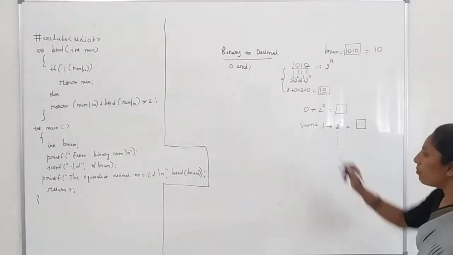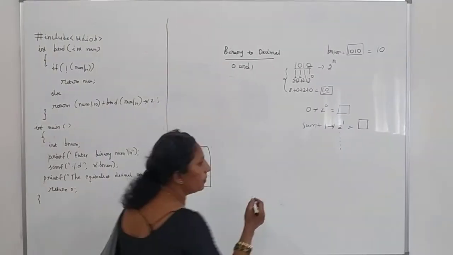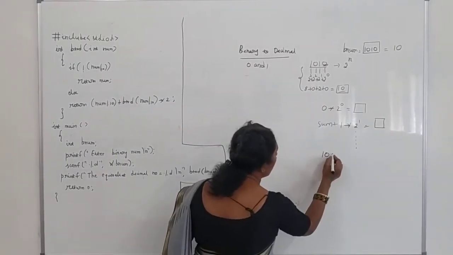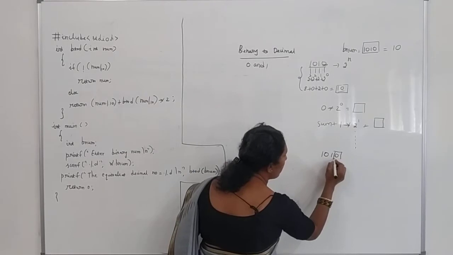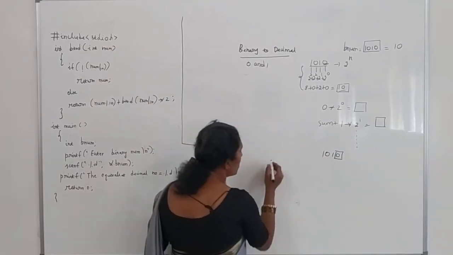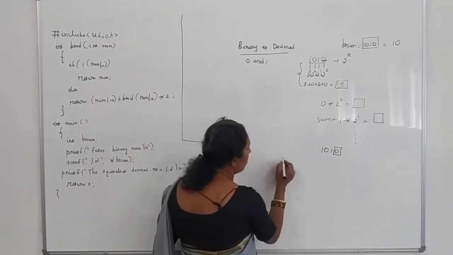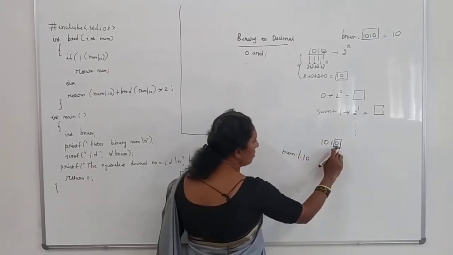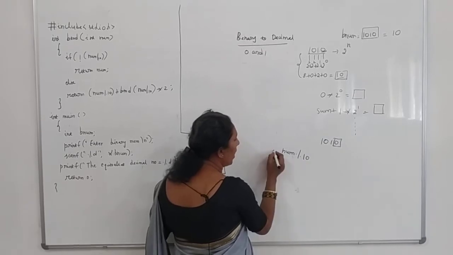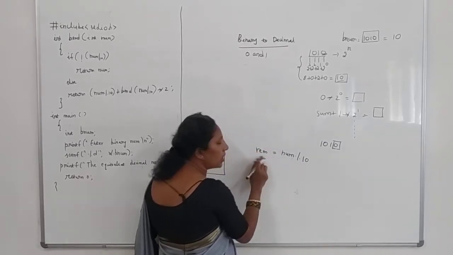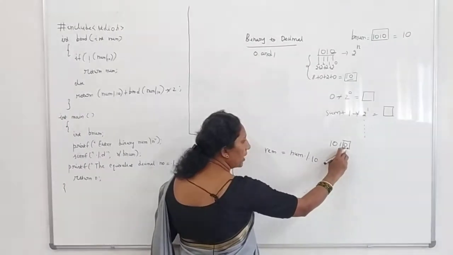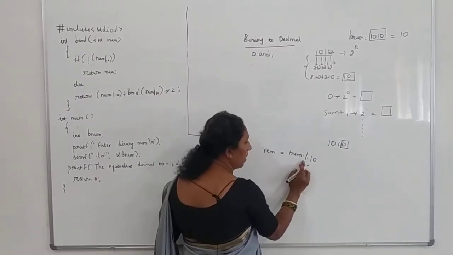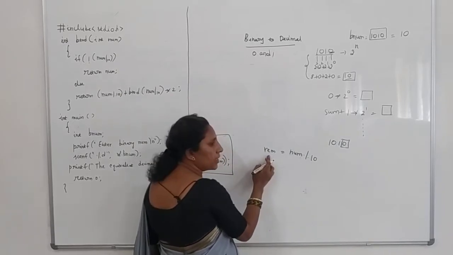The logic is, in order to get the least significant bit of 1010, we need to get the remainder. That's why I will use the modulus operator and store the result in the variable remainder. In order to get this 0, the least significant bit, I need to perform the modulus operation, that is 1010 modulus 10.